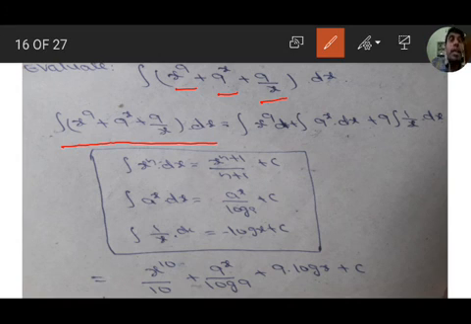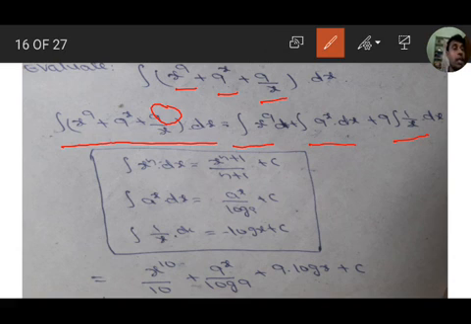By the first property, integration of x to the power of n plus 9 to the power of x plus 9 by x is: integration of the first function, x to the power of n dx, plus integration of the second function, 9 to the power of x dx, and integration of the third function. In the third function, 9 is the coefficient outside: 9 times integration of 1 by x dx.